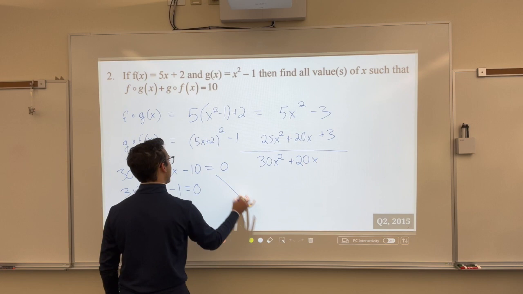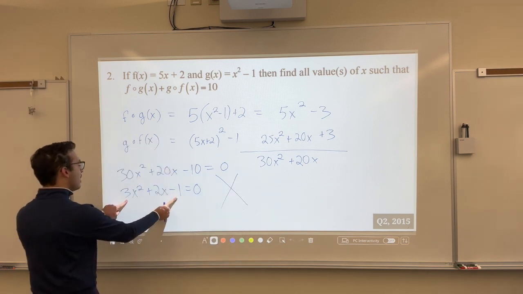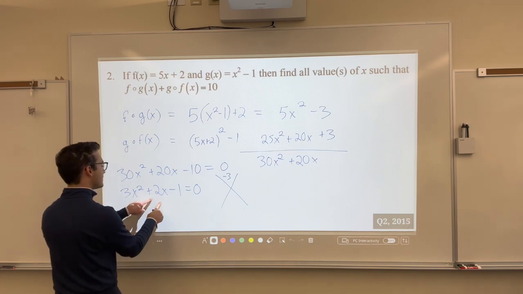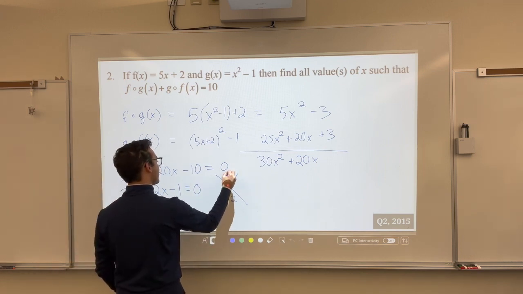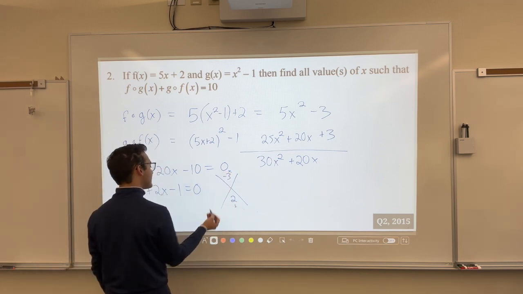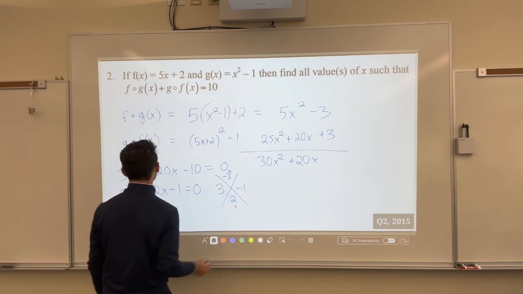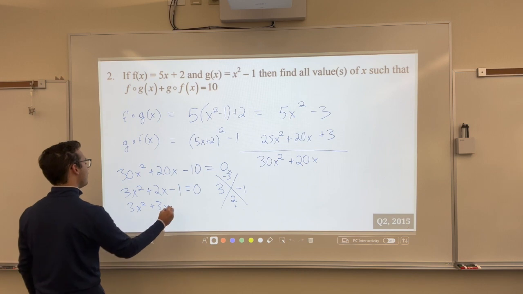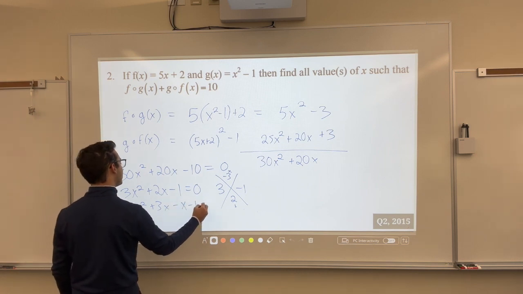Then we have our factor x. We want them to multiply to negative 3 and add to positive 2. So multiply to negative 3, add to positive 2. That's going to be 3 and negative 1. So we have 3x squared plus 3x minus x minus 1 equals 0.